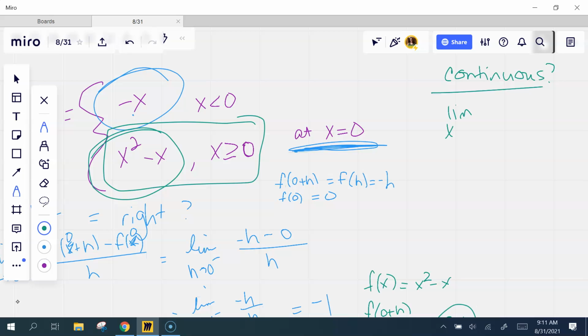What's the limit as x approaches 0 from the left of f of x? This is different than the difference quotient. What's the limit? Because remember, this is how we define continuity. So what's the limit as x approaches 0 from the left of f of x? As it approaches 0, I can sub in there, so it's 0. What's the limit as x approaches 0 from the right?